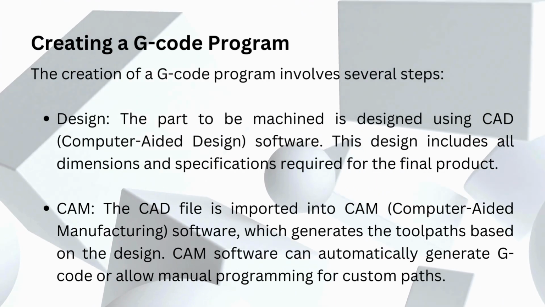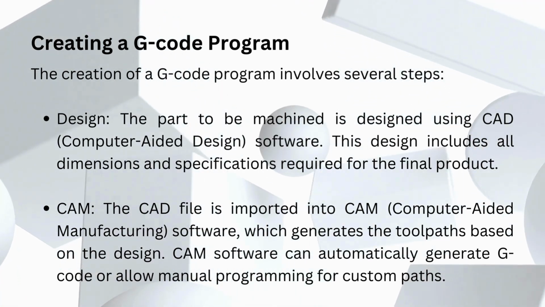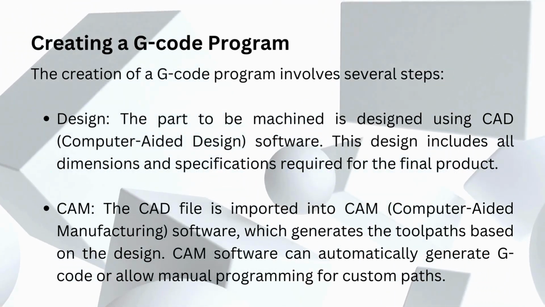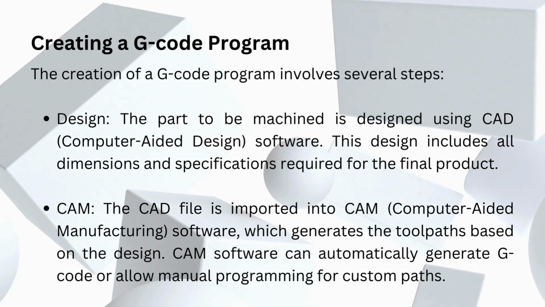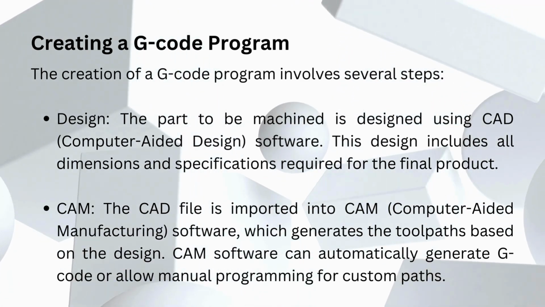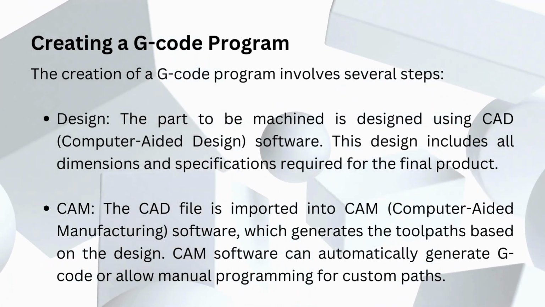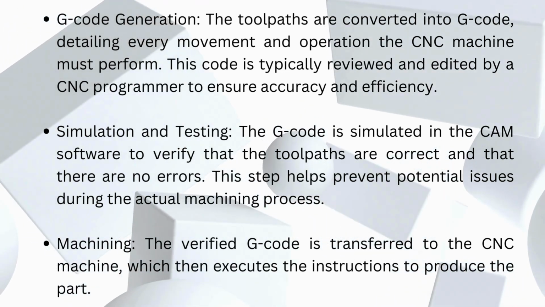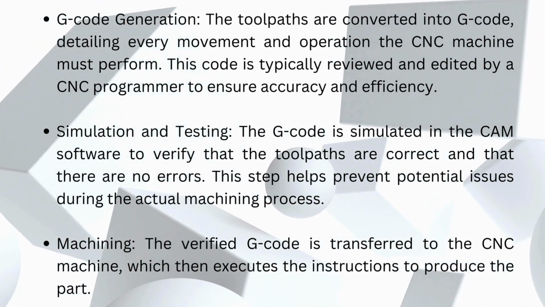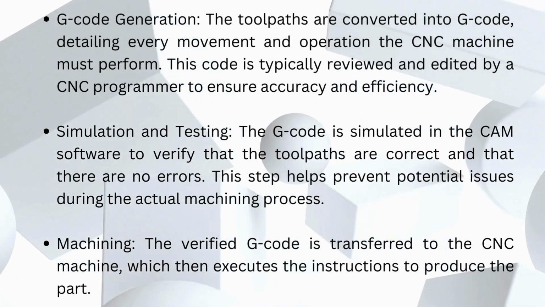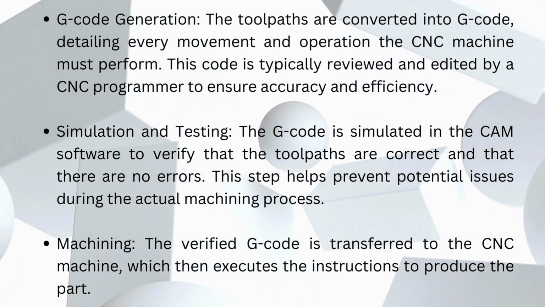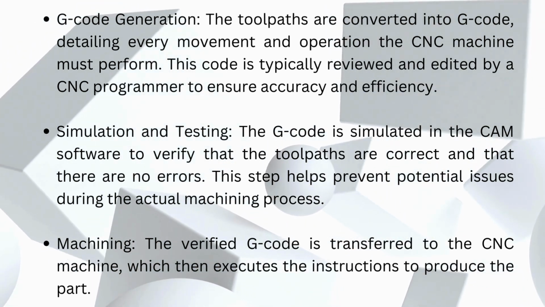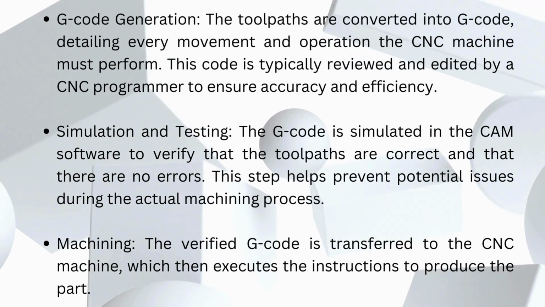CAM. The CAD file is imported into CAM, computer-aided manufacturing, software, which generates the toolpaths based on the design. CAM software can automatically generate G-code or allow manual programming for custom paths. G-code generation. The toolpaths are converted into G-code, detailing every movement and operation the CNC machine must perform. This code is typically reviewed and edited by a CNC programmer to ensure accuracy and efficiency.